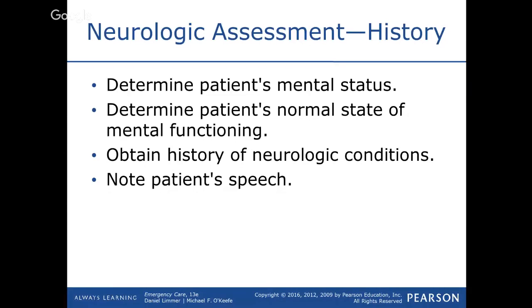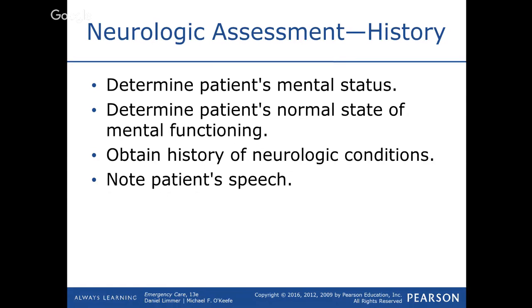Obtain a history of neurologic conditions. And so I just use one. Cerebral palsy is one that we have a few patients in the area that have. We have one that we run a lot. So you get to know them, you get to know what their normals are. So no, you don't have to ask the caretaker every time, is this how it normally is? You were just here last week. Oh yeah.